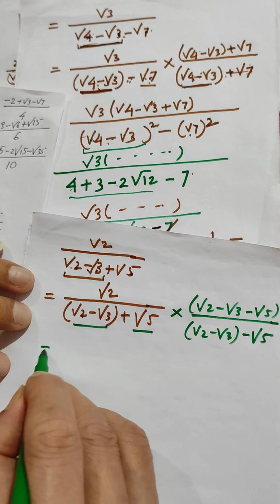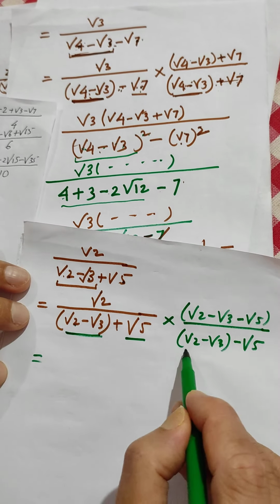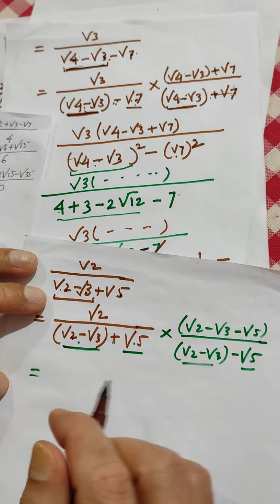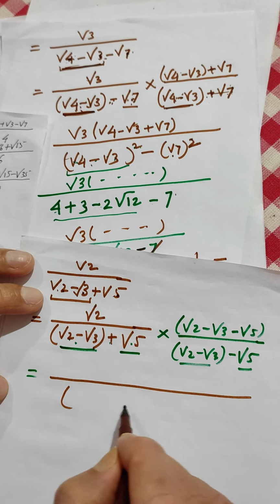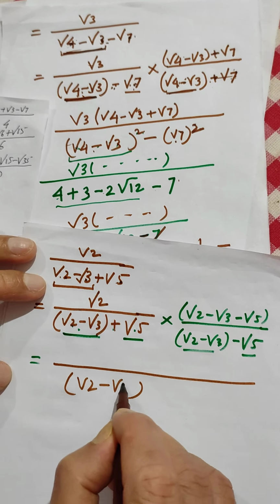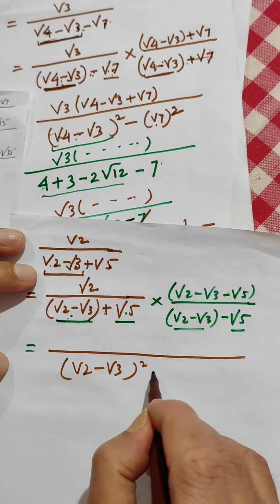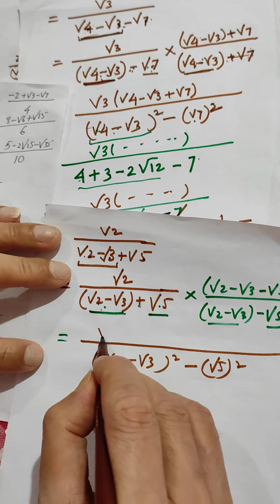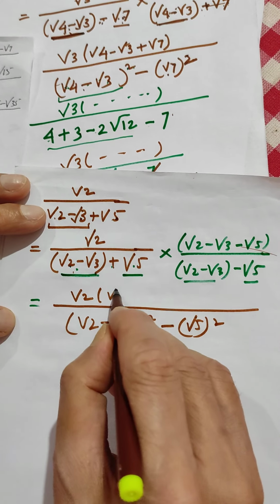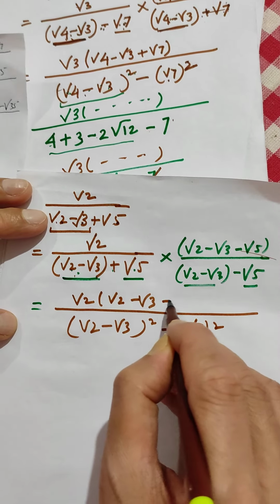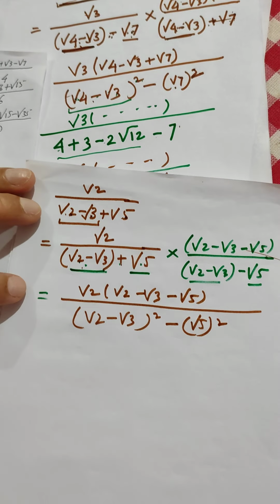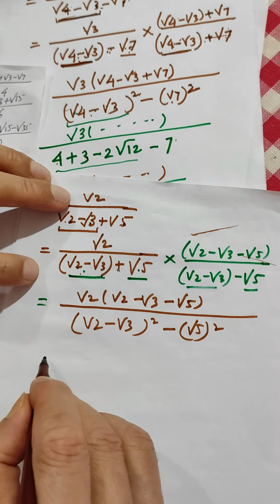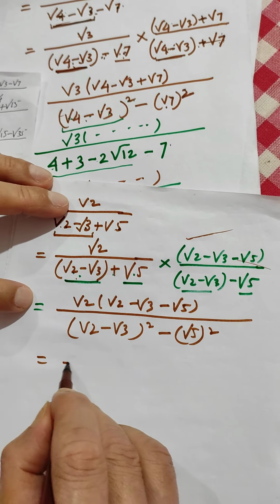Okay. Now, yeah, this is A, this is B, this is A, this is B. So A plus B into A minus B. So what we get? A square minus B square. So in the denominator we get root 2 minus root 3 whole square minus root 5 square. Okay. And numerator remains root 2 into root 2 minus root 3 minus root 5. Okay. So here you see this thinking, what group you have to make. That is the most important thing. And then the remaining part is just simplification.